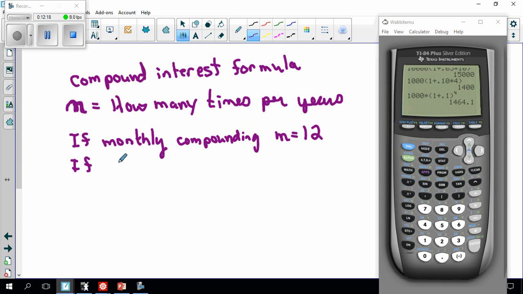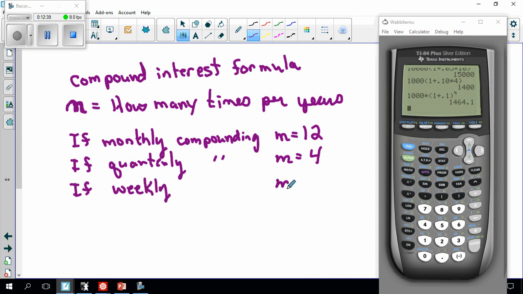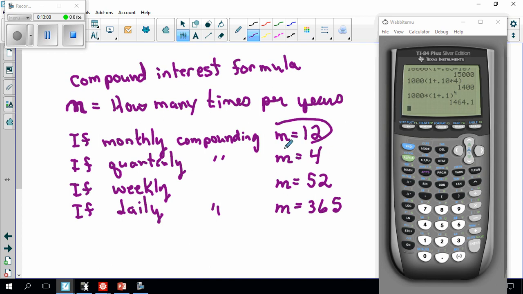If quarterly, compounding happens 4 times a year. I don't know if this ever happens. If weekly, M equals 52. If compounded daily, this would be really terrible to do the math, M equals 365. We could even do compounded every second if you wanted to, but that's just crazy. Real life, M is 12.